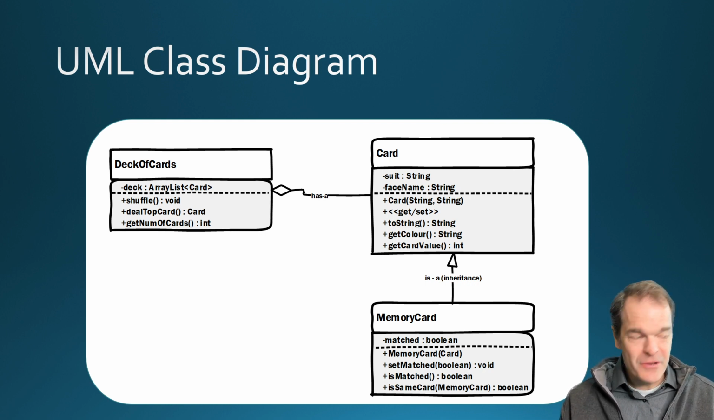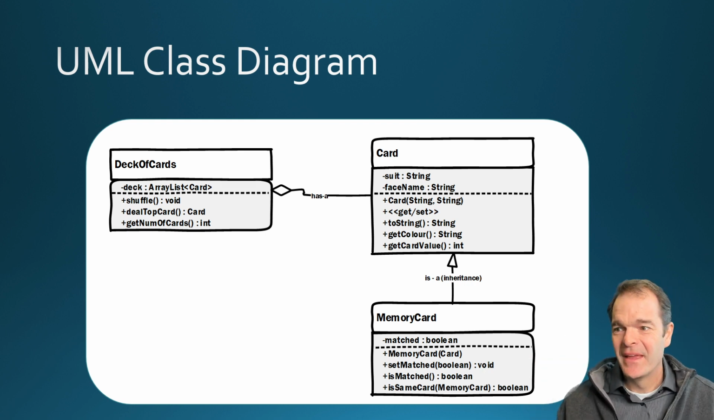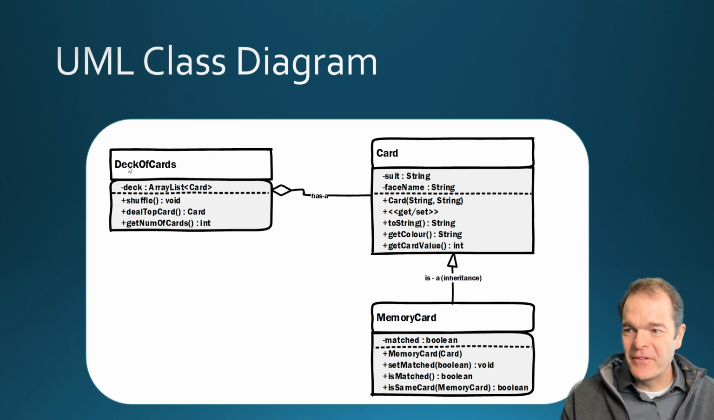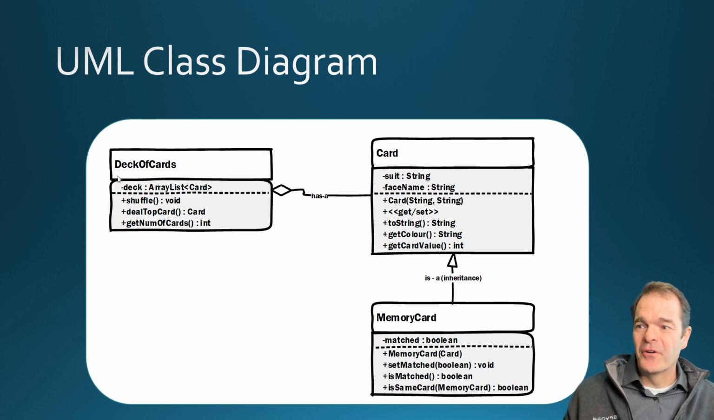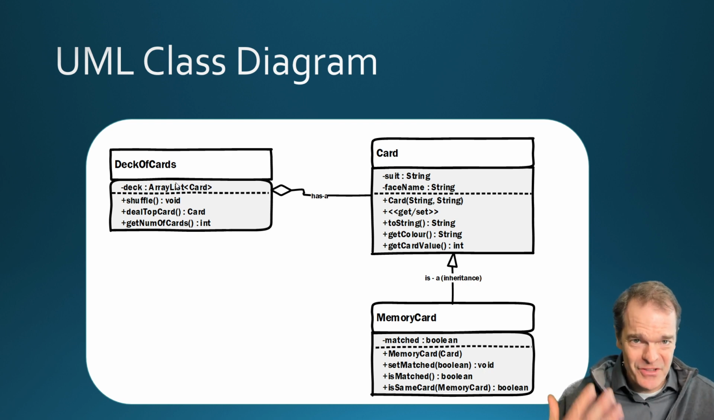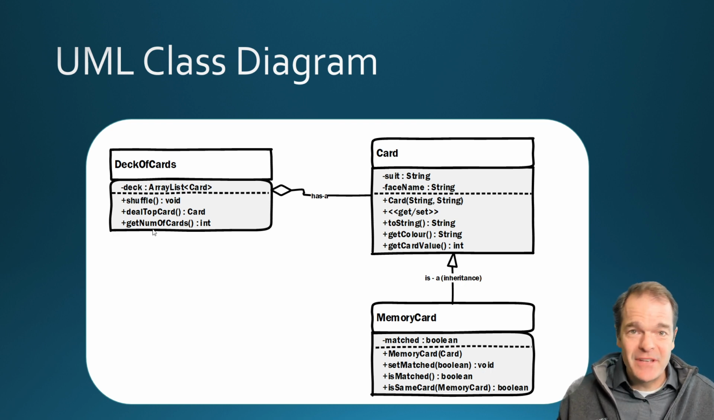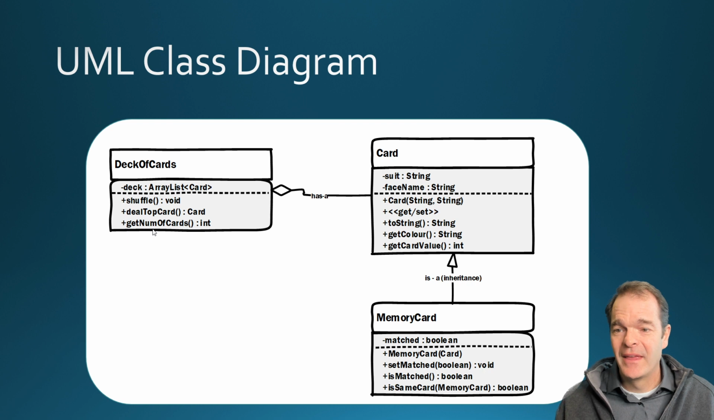Now, when you get a deck of cards, typically they come in a box and you get 52 cards. So we should also have some kind of class to represent that. So a deck of cards contains, I've made an array list, so some kind of collection that can hold card objects. And the types of things that a deck of cards can do, you can shuffle a deck of cards, you can deal the top card, and you can do things like get the number of cards.